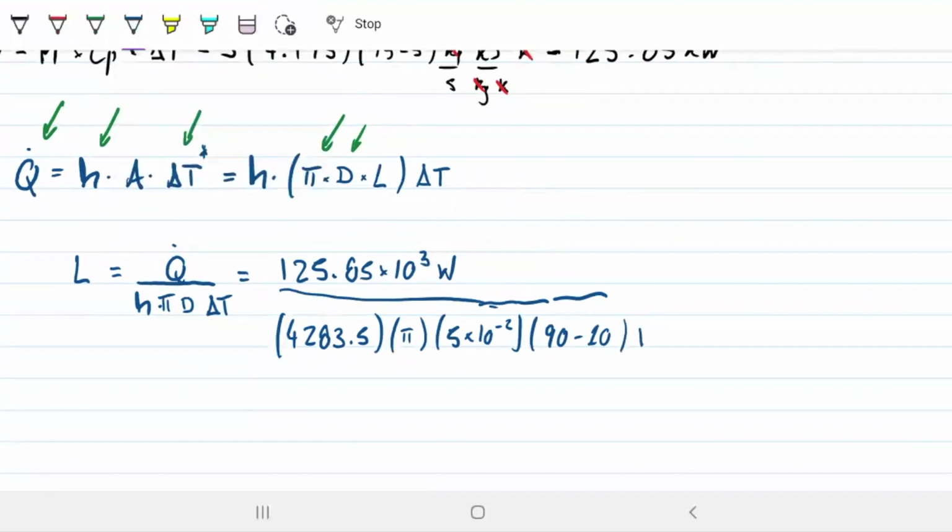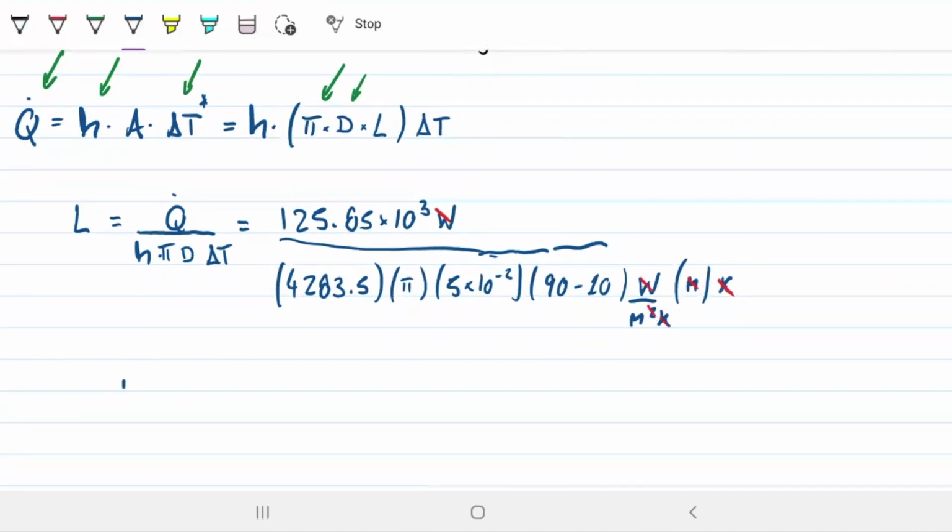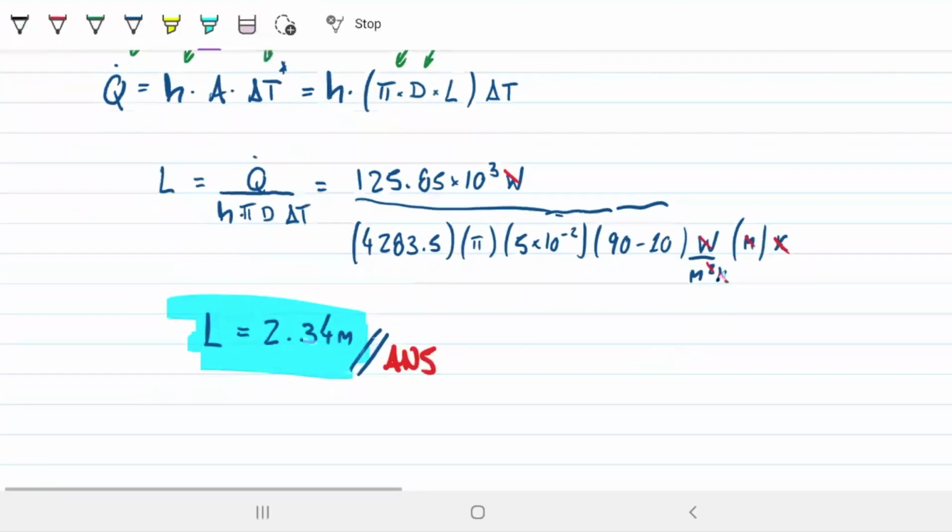Unit-wise, I have H, which is this, then I have pi that has no units, then meters for the diameter, and Kelvin or Celsius for the difference in temperature. Watts and watts, meters, Kelvin, Kelvin. I'm left with meters, which is good, because we're looking for a length. Length is 2.34 meters. And there you have it.